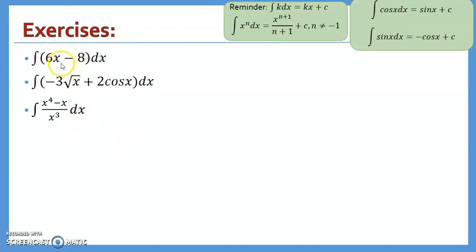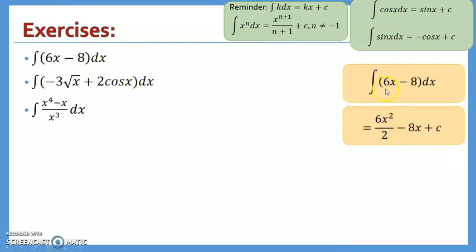Now the integral of 6x minus 8. We integrate 6x alone, so we integrate x alone and we keep 6 next to it. So for x, we get x squared over 2, and we have 6. And for minus 8, this is a constant, so remember that the integral of a constant is the constant times x. So we multiply 8 by x, so we get minus 8x plus c. Now we simplify 6 and 2, and you get 3x squared minus 8x plus c.